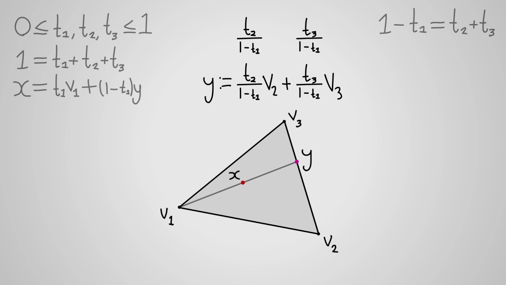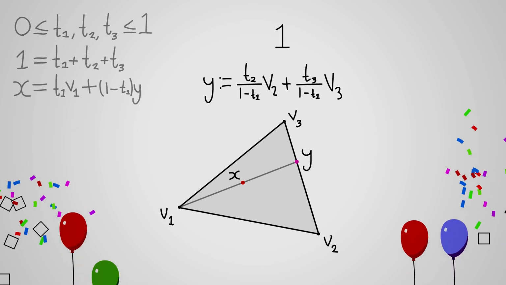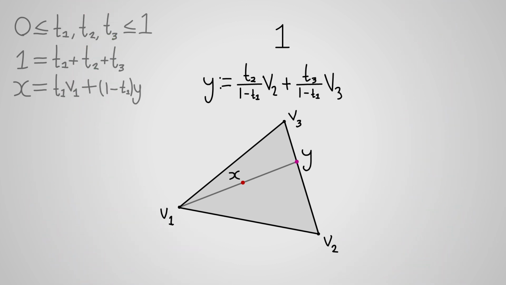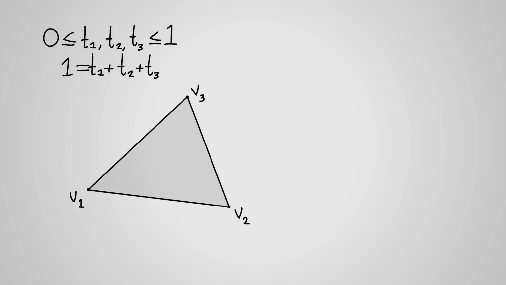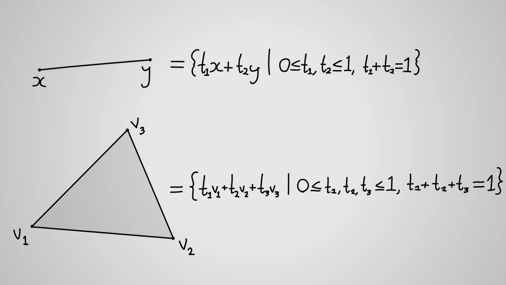So let's check if they add to 1. If we add them together, we get this. If we now apply our special little identity from before, it turns out we're dividing a number by itself. So we do get 1, and the proof is complete. So what we've shown is that a triangle is the set of convex combinations of its vertices. We showed earlier that a line segment is the set of convex combinations of its endpoints.